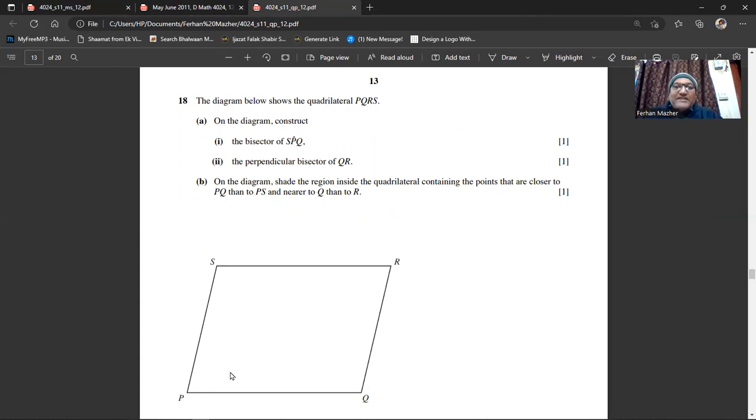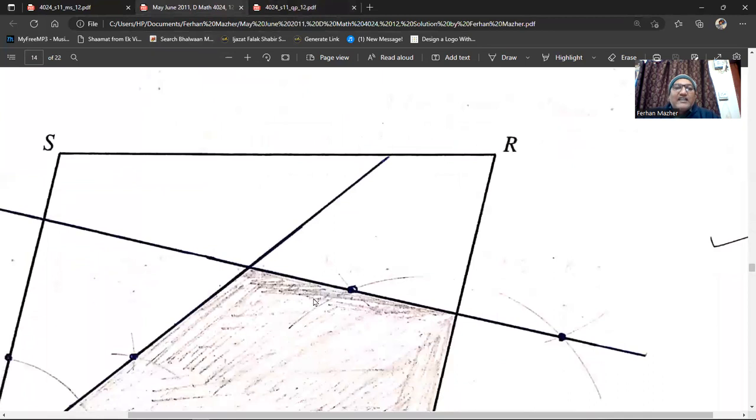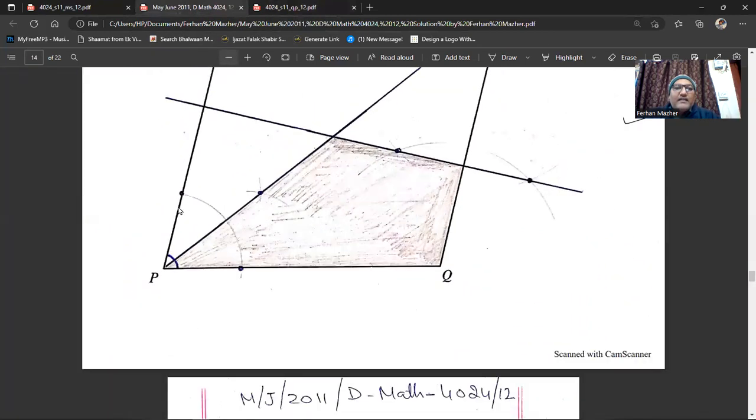I will open my compass. I will take P as the center, and I will draw an arc on PS and an arc on PQ. Then I will put the compass on the mark on PS and draw an arc here. Then I will put the compass on the mark on PQ and draw an arc here. Where these two arcs intersect each other, I will join that point with P and prolong it. That is the angle bisector of angle P. I hope you understand how this is done. Let me show you my methodology.